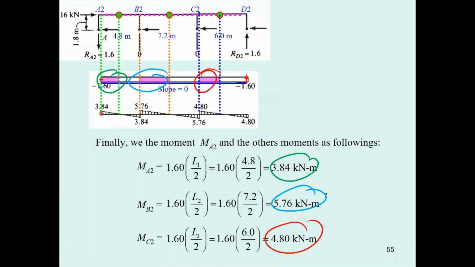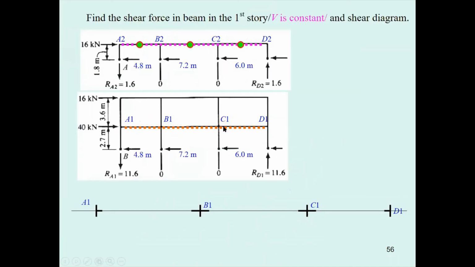And then come to the moment diagram. When you draw the moment diagram, you have to provide the slope, and you can see all the slopes are equal to minus 1.6. And then come to the next one.